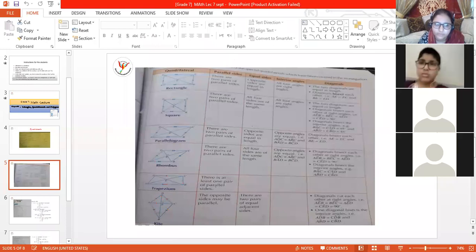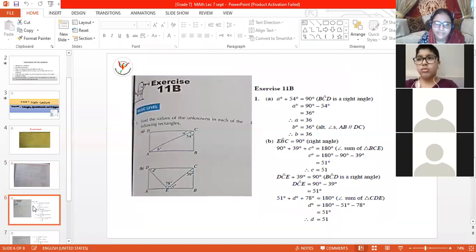So these were some of the properties of the quadrilateral, which you have to memorize thoroughly. Now come towards the questions. Exercise 11B, question number 1, on page number 274 of your books.